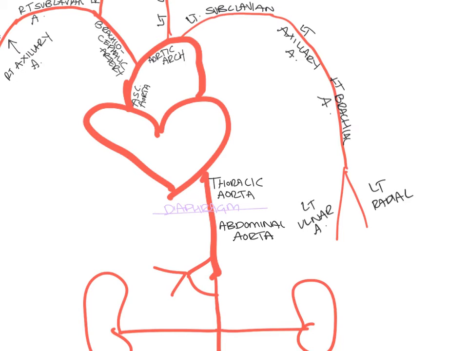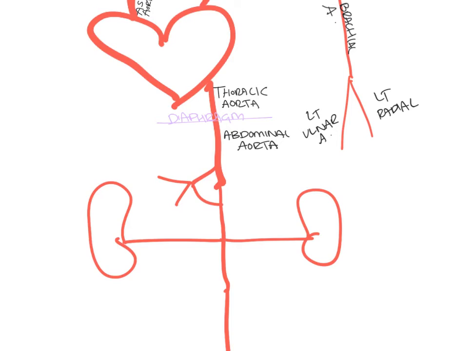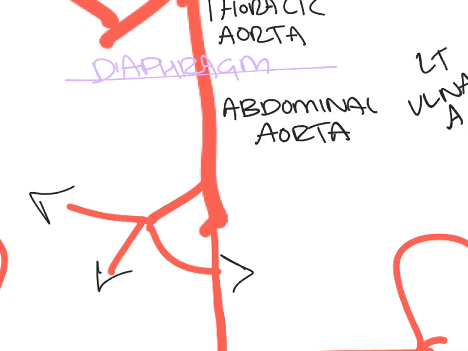And then that first branch we drew goes to three major organs. It goes to the stomach, it goes to the liver, and it goes to the spleen. That is known as the celiac trunk. So this is the celiac trunk. Okay, I just spelled trunk wrong. Let's not tell anybody about that. So that's a celiac trunk.